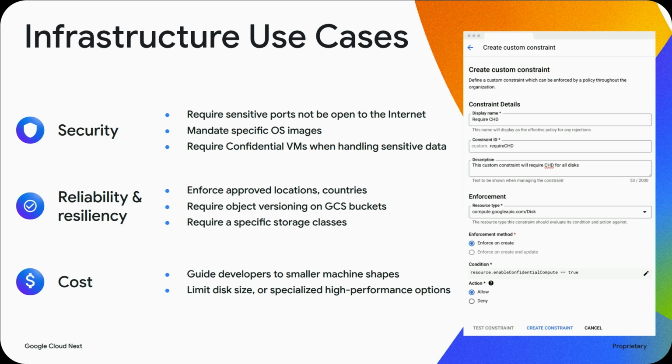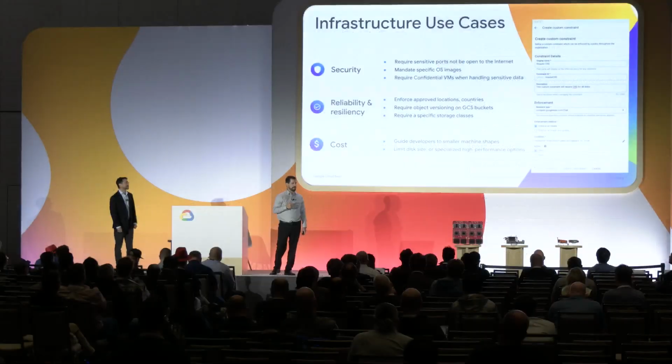On the reliability side, things like making sure that object versioning is enabled in GCS, or that appropriate storage classes are always used, are very common opinions that you can bake in.